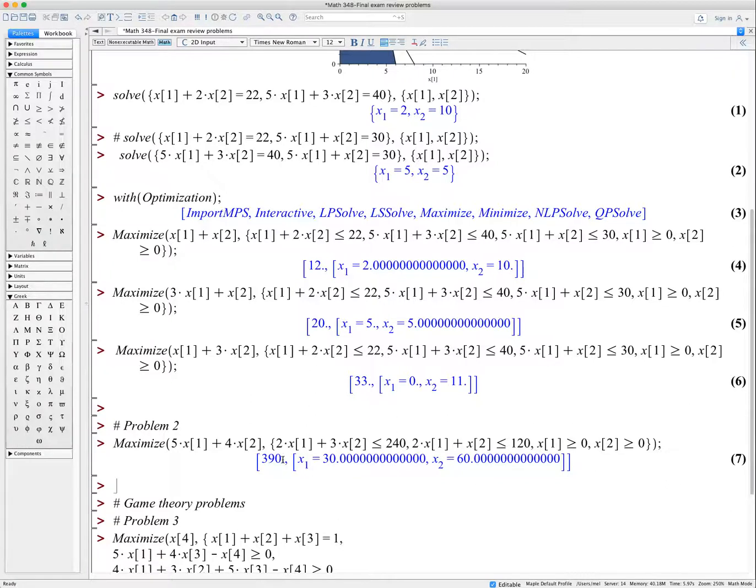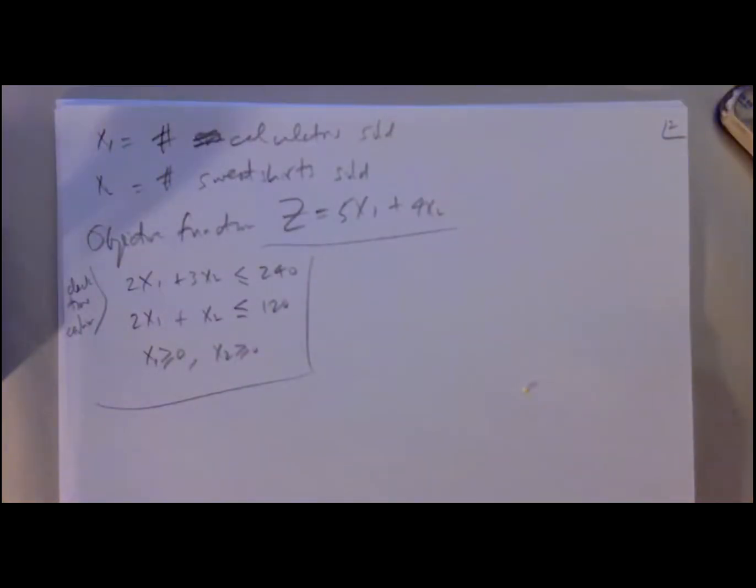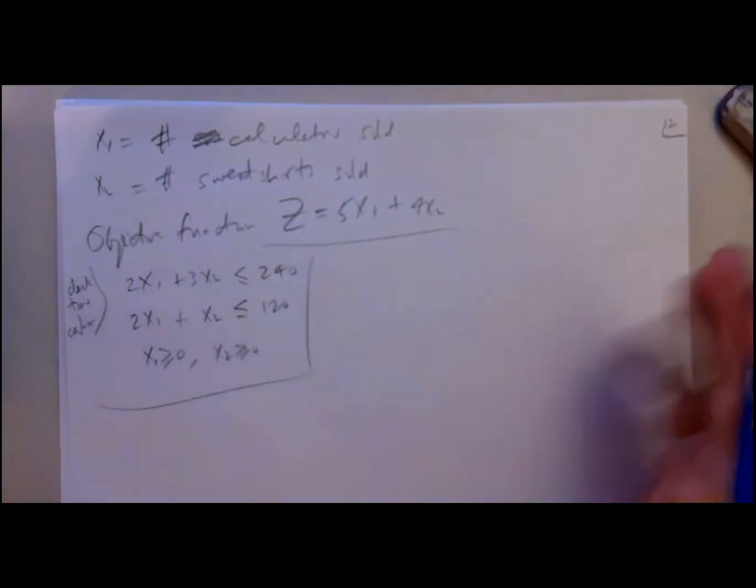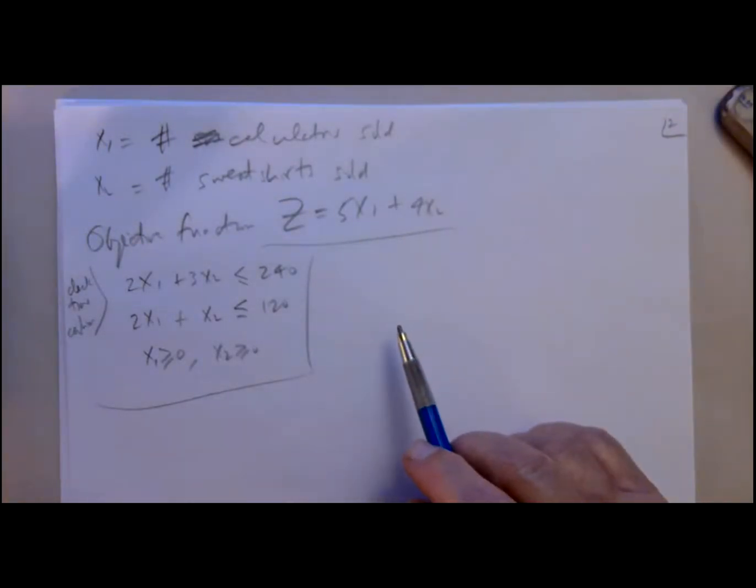All right, but then we also want to do it using the Simplex method in tabular form. So let me stop the screen share and let's introduce the Simplex method. So we have to put in our slack variables.